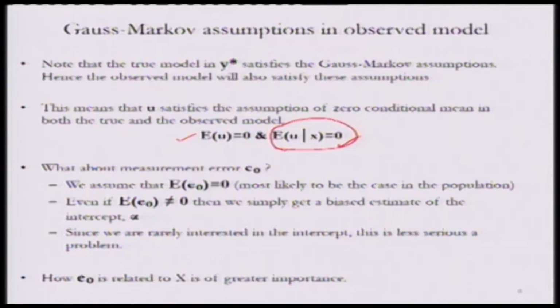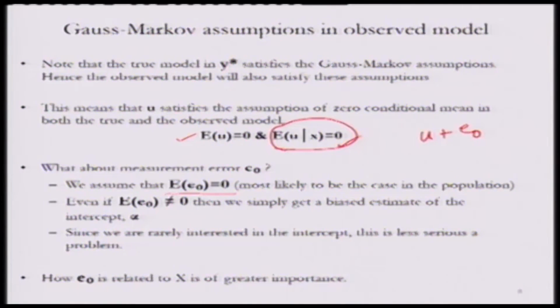But the problem that we have now is, in addition to u, our error term also has the term which is the measurement error e naught. So, what about the measurement error e naught? We want to assume that the expectation of e naught is still equal to 0. This just means that on the average some people are reporting higher income than their actual income, some people are reporting lower incomes than their actual income.